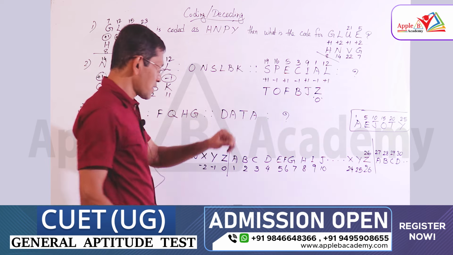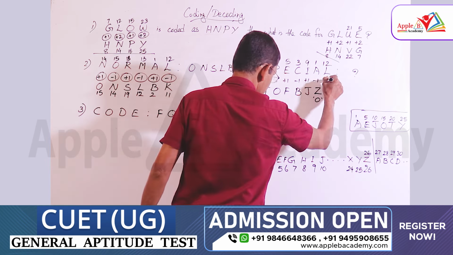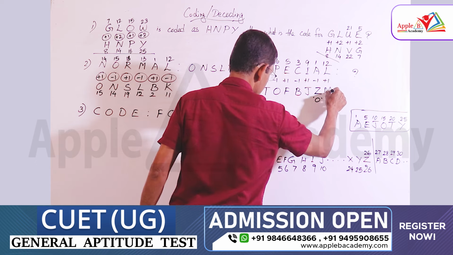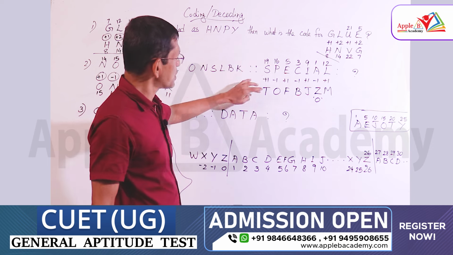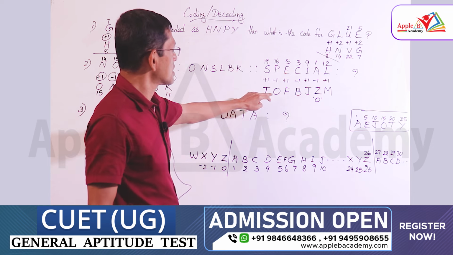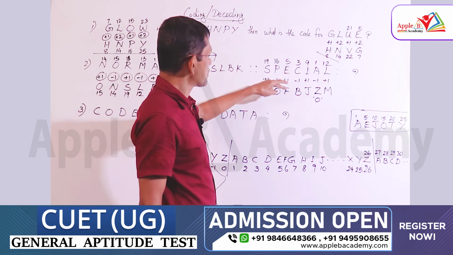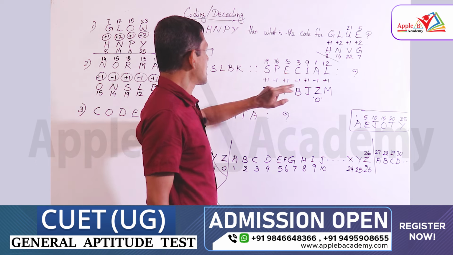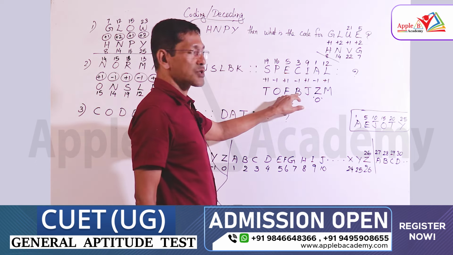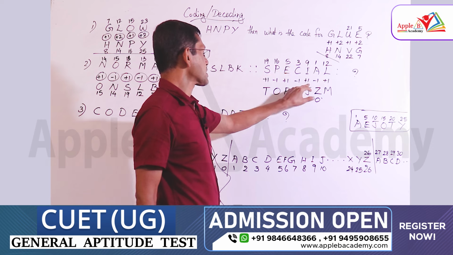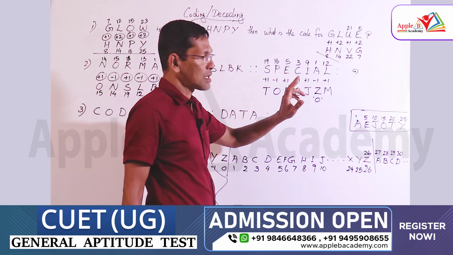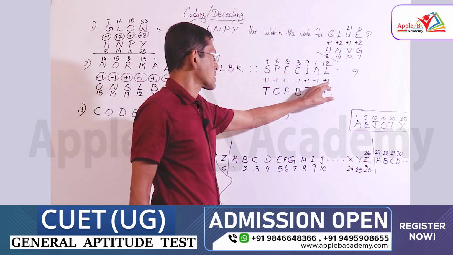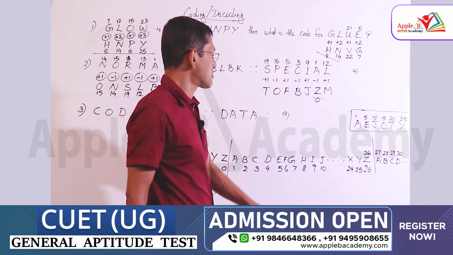And then L plus 1, L is 12, 12 plus 1 is 13, 13 is M. So look at it, 19 plus 1, 20, 16 minus 1, 15, 5 plus 1, 6, that is F, and 3 minus 1 is 2, that's B, 9 plus 1 is 10, J, 1 minus 1 is 0, it's Z, and this is 12 plus 1, it is M.